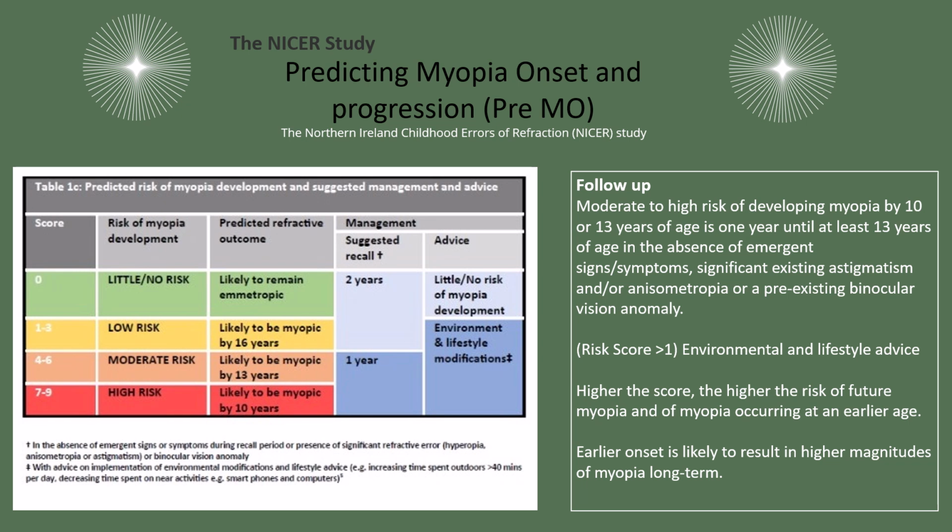If there is low risk, moderate risk, or high risk, the child is likely to be myopic at the age of 16 years, 13 years, or 10 years. So you have to call them for follow-up after 1 year and reassess if they are losing their hyperopia too quickly. If you feel their axial length is progressing faster than it should, or their hyperopic reserve is going down much more quickly, then we have to start some anti-myopia progression treatment.